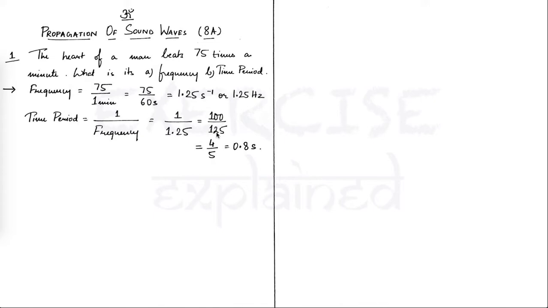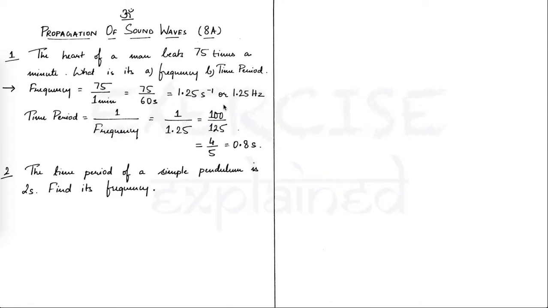So if I cancel this by 25, 25 into 4 is 100 and 25 into 5 is 125. So I get it as 4 by 5. 4 by 5 is nothing but 0.8 seconds. So the time period happens to be 0.8 seconds and the frequency happens to be 1.25 hertz. Hope you guys have understood this question.